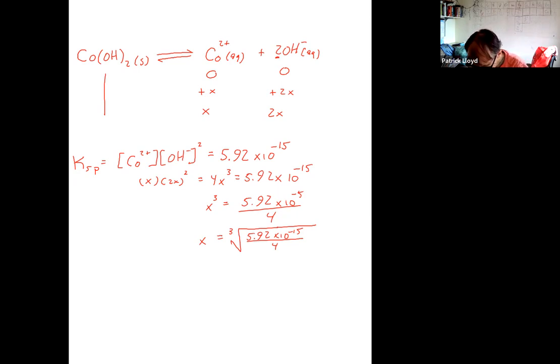And what we end up with is x is equal to 1.14 times 10 to the minus 5. And the units are moles per liter because the value of the Ksp, 5.92 times 10 to the negative 15, is based on concentration units in molarity units, okay? Even though it's unitless itself.